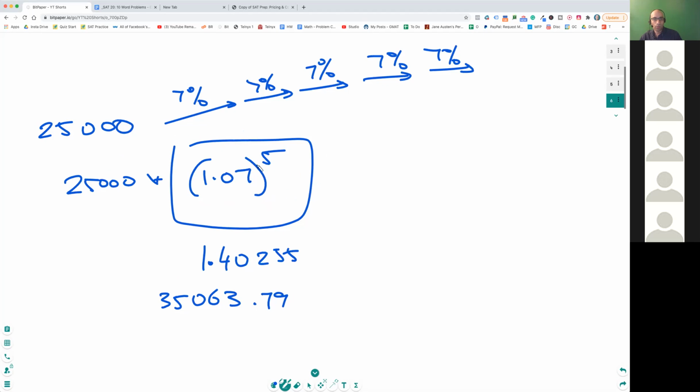What happens if it's after t years? It's going to be t over here. Super easy, no change. That's it. So this is how the price goes up.